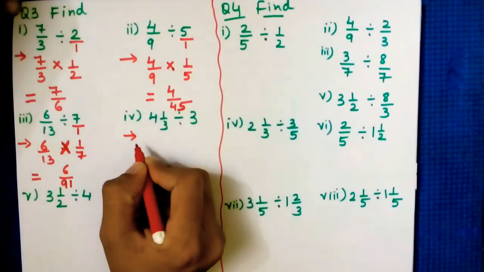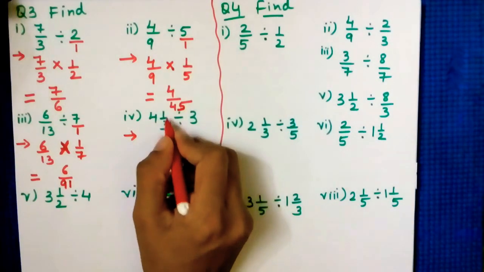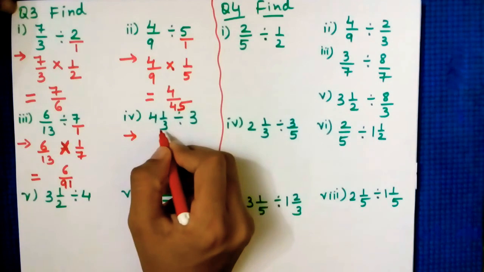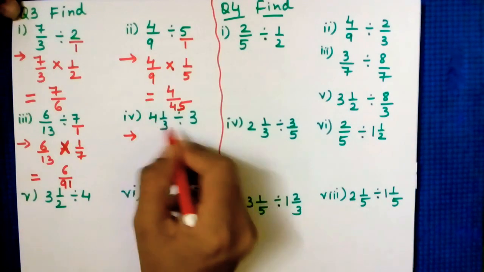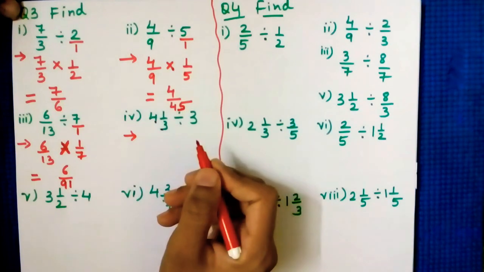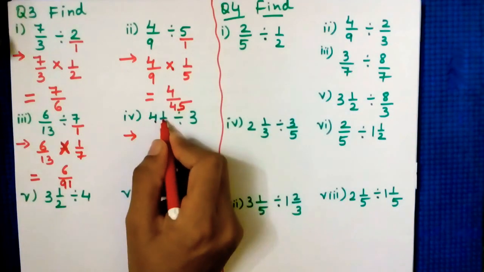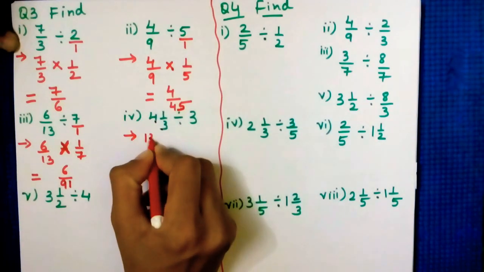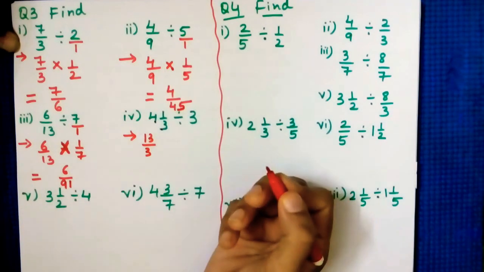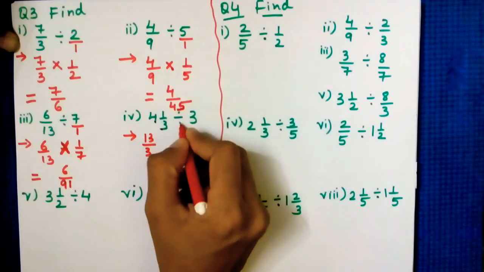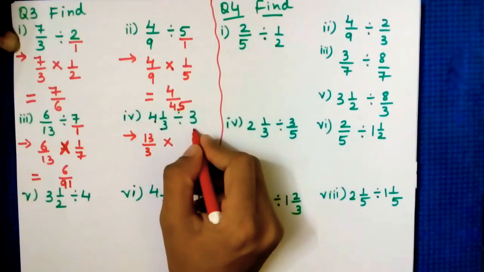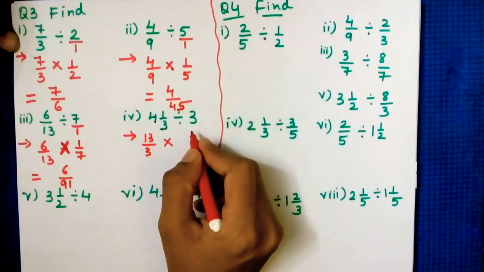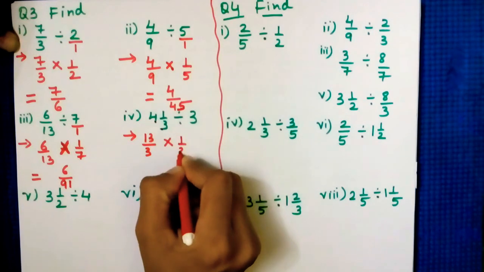Now the fourth one. The first part is a mixed fraction, so we will convert it. We only convert it, don't take the reciprocal. 3 fours are 12 and 12 plus 1 is 13. So it will be 13/3. Here the division sign is given, so we change it into multiplication, and we take the reciprocal of 3.